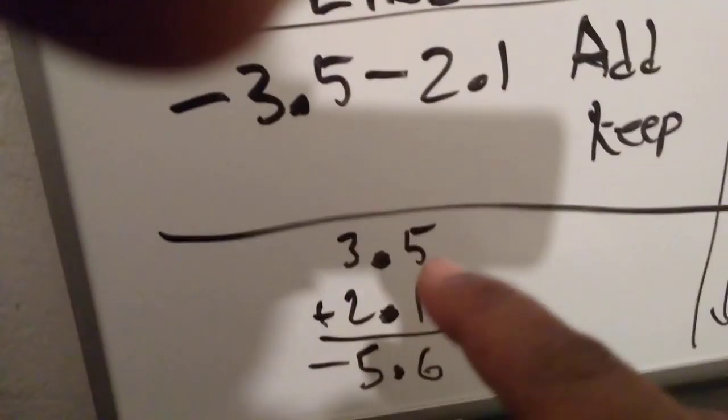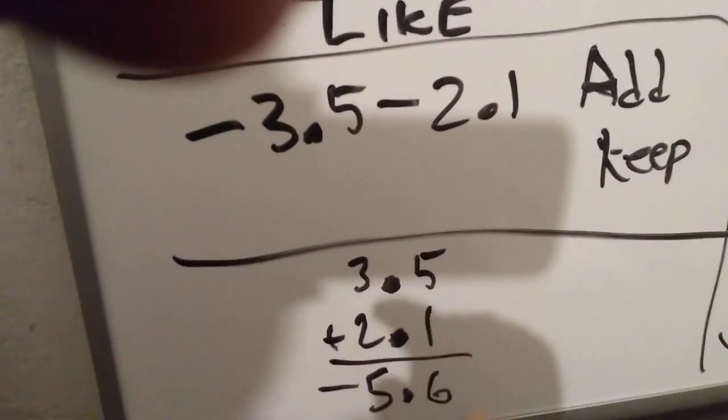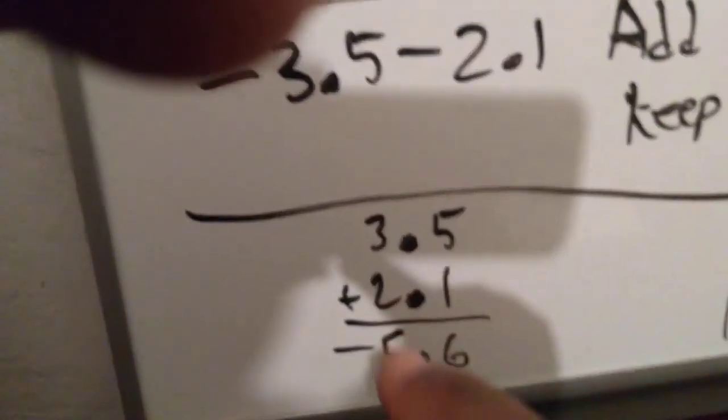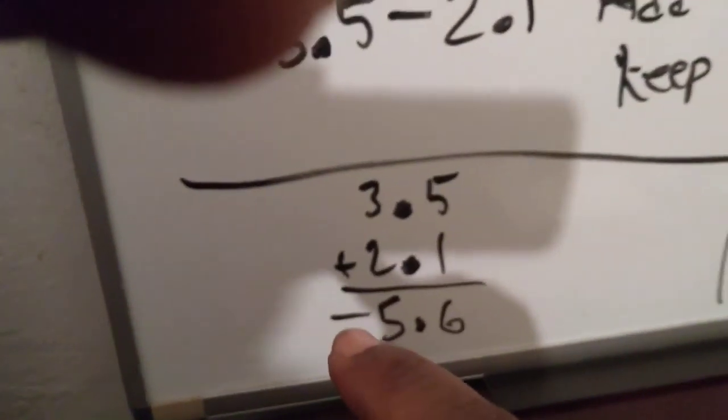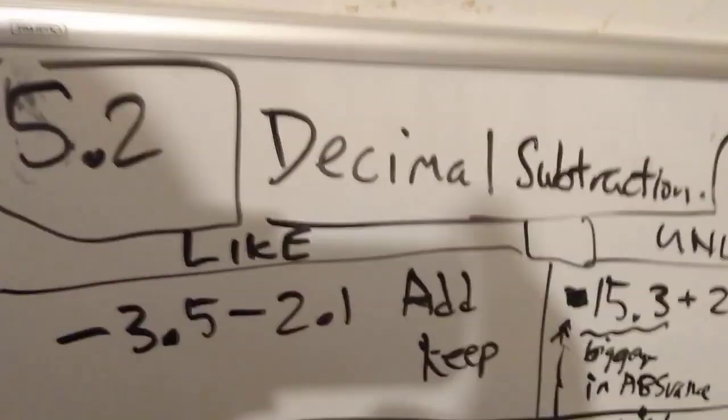So you line up according to decimal, add the two numbers. You get 6 here, 5 plus 1 is 6, 3 plus 2 is 5, and then you keep the sign negative, right? So basically you follow the rules of chapter 2 with your sign.